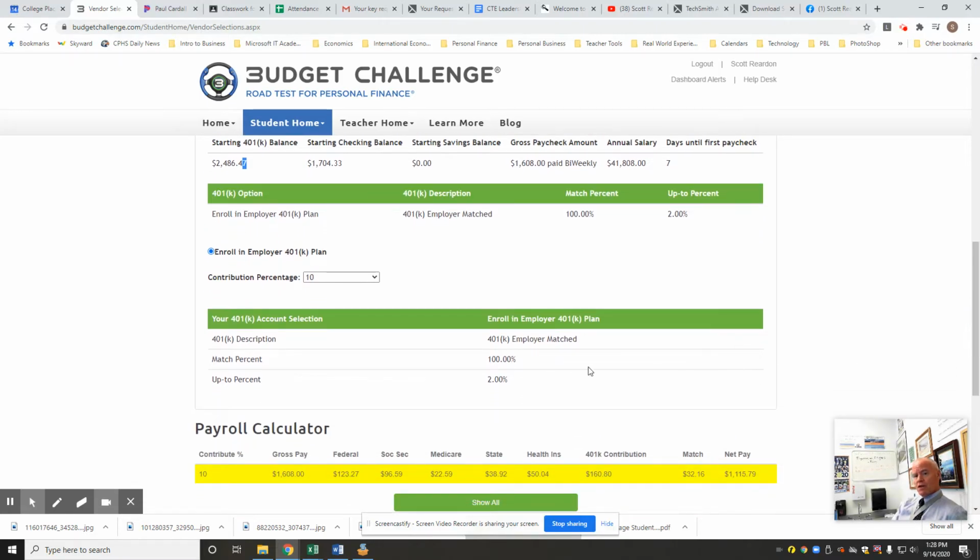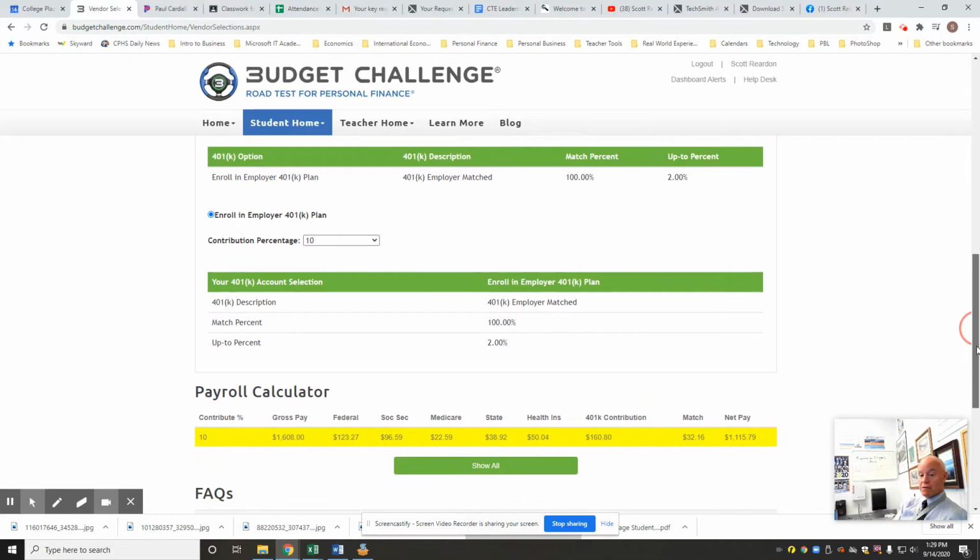Okay. So the first thing you need to do is click on this Enroll an Employer 401k plan and select the contribution percentage. Now I put in 10. You get more points for the amount of 401k that you put in. However, the higher the percentage you have for your retirement plan, the less is the amount of money you're going to have available to pay bills. So you kind of need to choose wisely. I've selected 10%. You can choose something else.